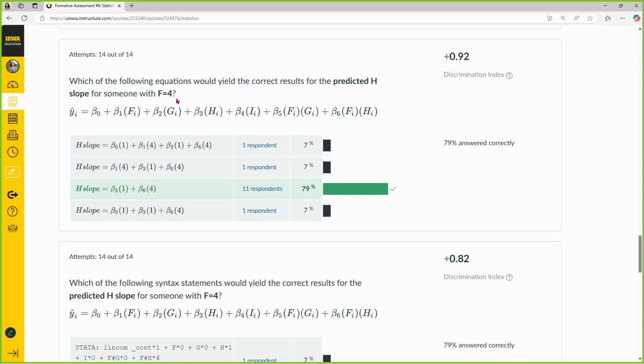And this is f equal 4. If f is equal to 4, do we want to include beta sub 1? No, we don't want to. Why? Because we're looking for which variable's slope. Which variable slope are we looking for? H. And this term does not have h with it.